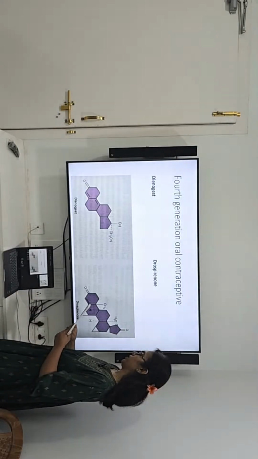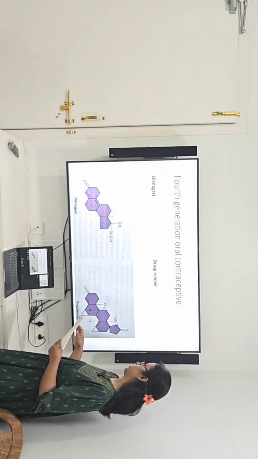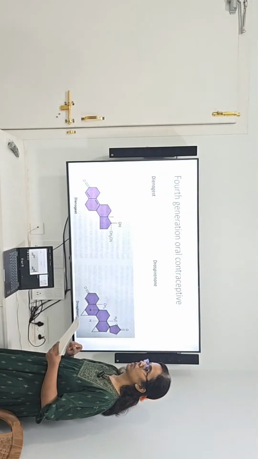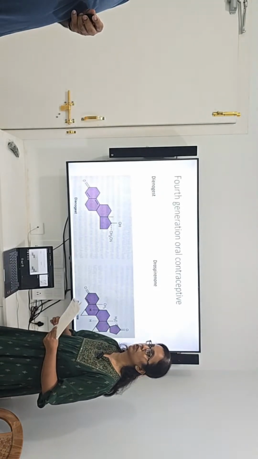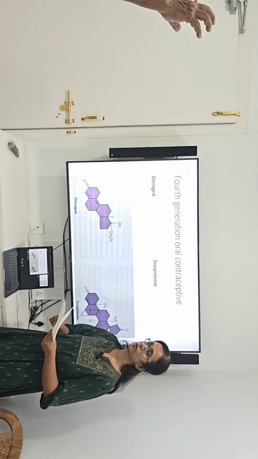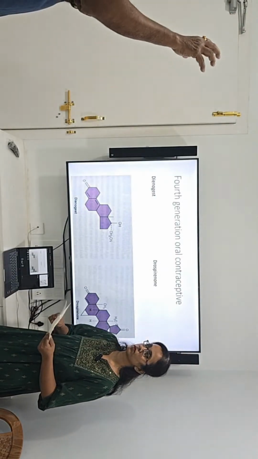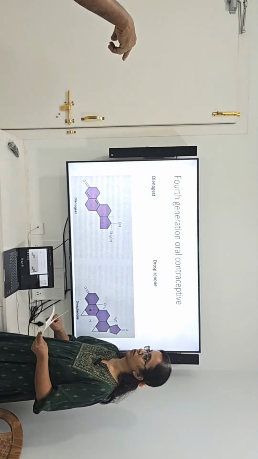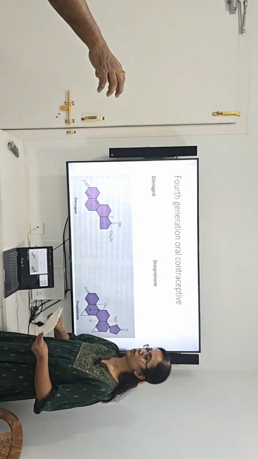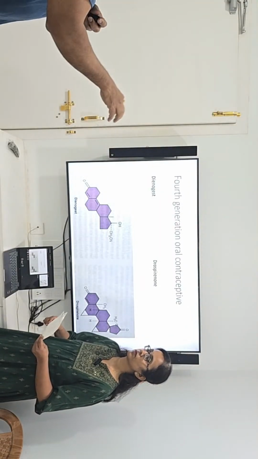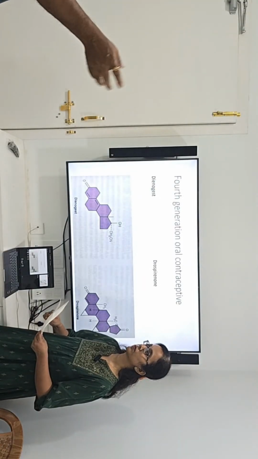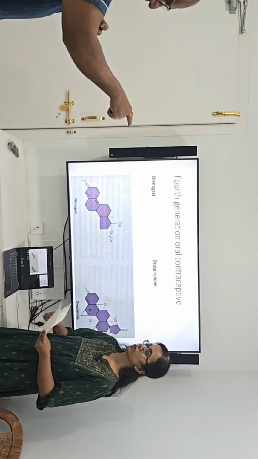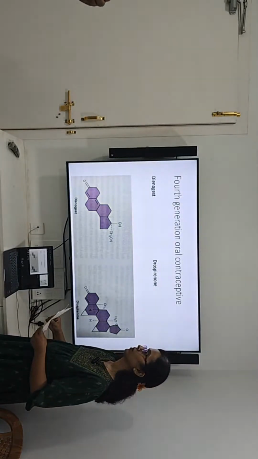Drospirenone is a spironolactone derivative. Spironolactone is a mineralocorticoid, so the mineralocorticoid is also derived from the original molecule of cholesterol, the cyclopentanoperhydrophenanthrene, and that is also a derivative from that. And it is analogous to spironolactone. Spironolactone has an antimineralocorticoid activity. If you change something over here, then it becomes a progestogenic activity.